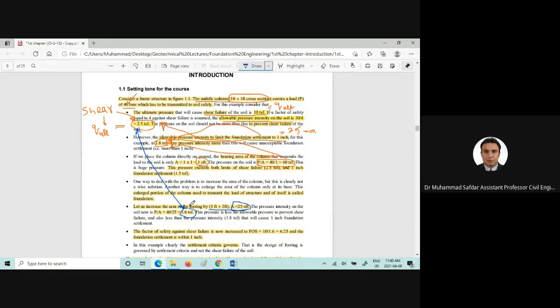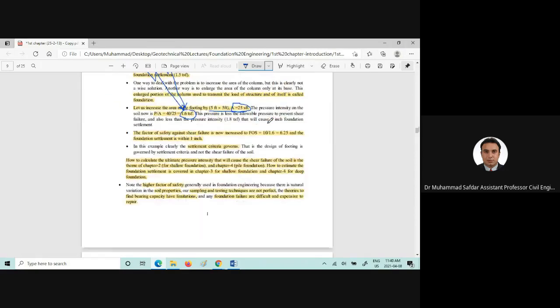Now, with option number two, the design of the foundation is less than 2.5 tons per square feet. So we are okay with the shear failure criteria. For the settlement criteria, we can clearly see that with this modified foundation, 1.6 is less than 1.8 ton per square feet. It means that this foundation is going to satisfy the shear failure criteria as well as the foundation settlement criteria. Now, if you want to calculate the factor of safety, in this case it will be 6.25, which is quite good for the foundation which we have designed right now.